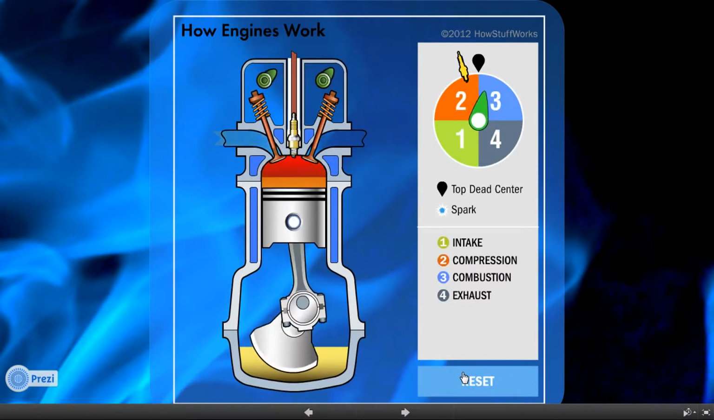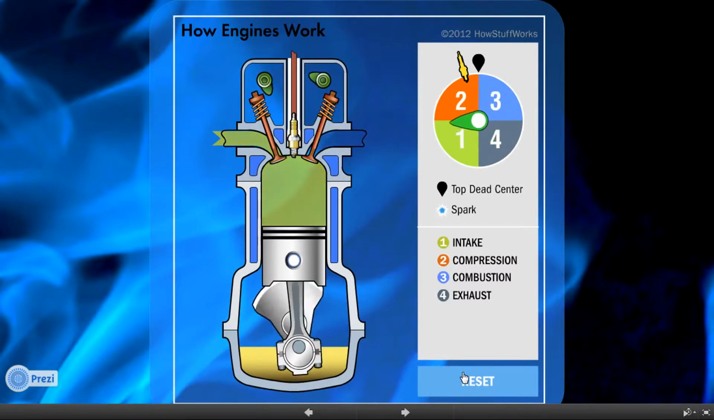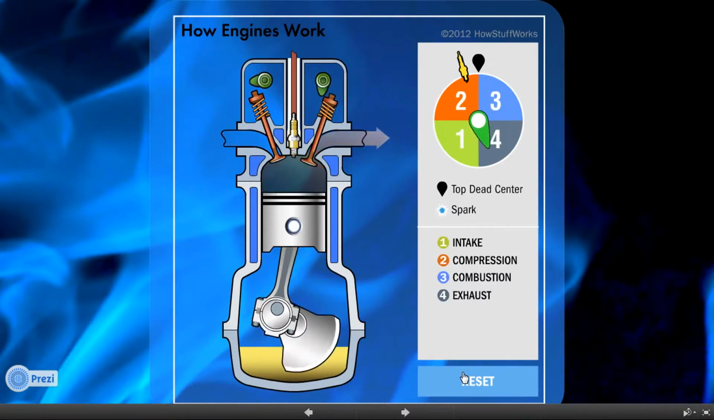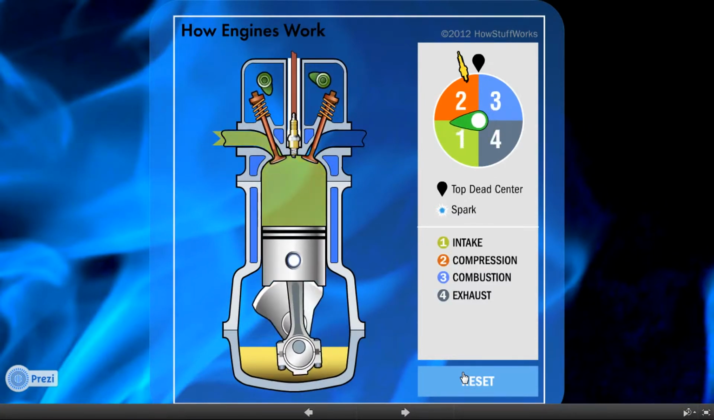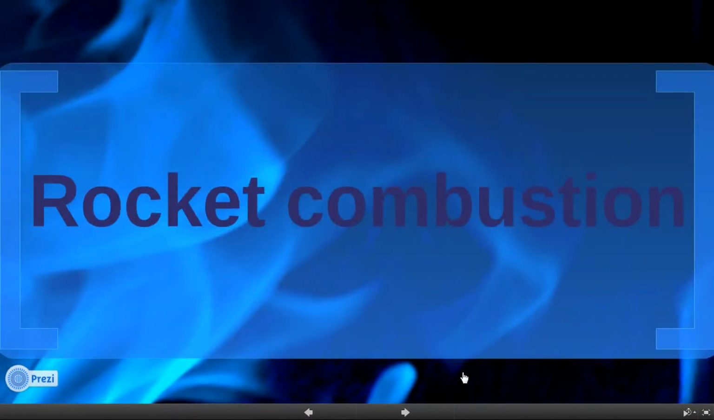Number 3 is when the piston reaches the top and the spark plug ignites the gasoline and the gasoline explodes, causing the piston to go back down. Once the piston hits the bottom, the exhaust valve opens and the exhaust leaves through the tailpipe. Now, let's move into the combustion that's used to propel rockets.